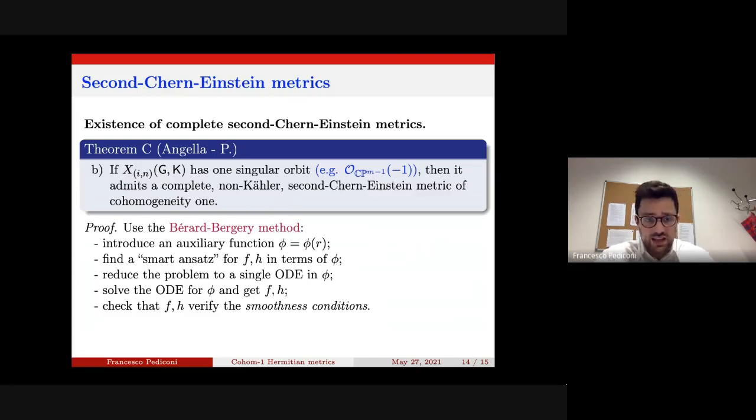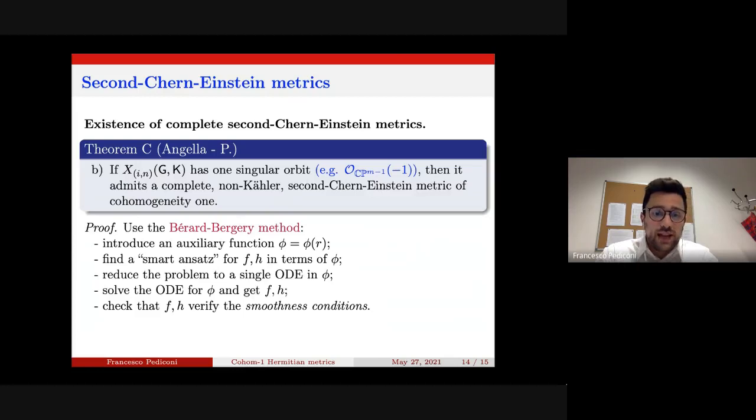So the idea is as follows. You introduce an auxiliary function phi, and then you try to find a smart ansatz for your functions f and h in terms of phi. You plug this smart ansatz in order to reduce the problem to a single ODE in phi, and if you are lucky enough, this ODE can be integrated, so that you obtain phi, and then by means of this phi you obtain f and h. So in the end, what remains to prove is that this f and h verify the smoothness conditions, because in order to extend smoothly over the singular orbits, you need some boundary conditions, as I said before.